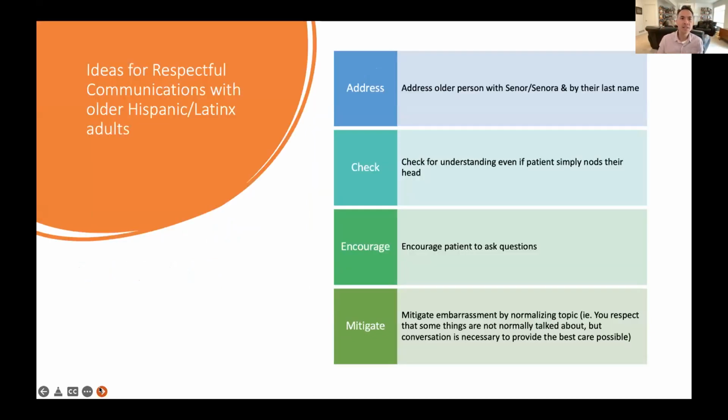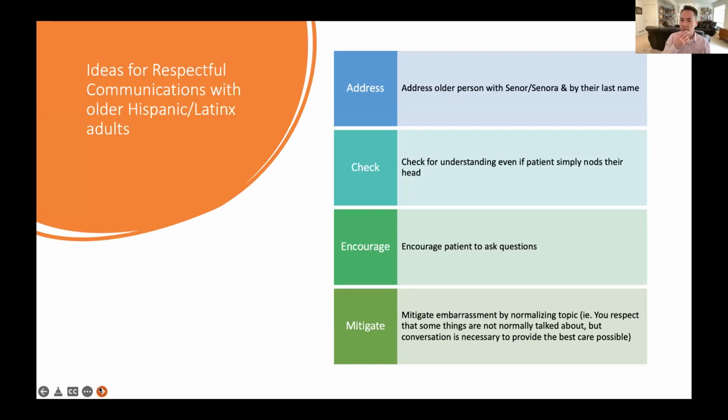Okay, ideas for respectful communications with older Hispanic or Latinx adults. We've touched on this a little bit, addressing them by señor, señora, and last name. Check for understanding. Again, a nod does not mean that they understand. It's just being respectful, meaning that I have heard you. Okay, I may not understand you, but I've heard something. Encourage the patient to ask questions.